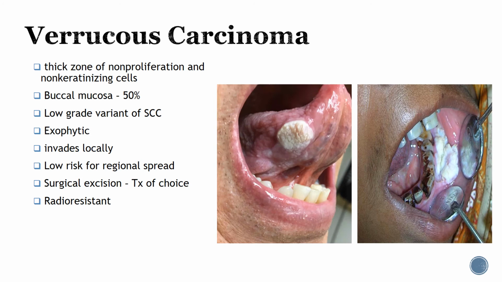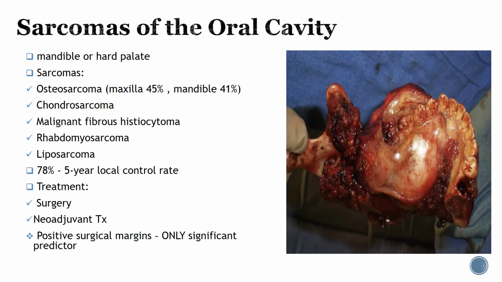Verrucous carcinoma has a thick zone of non-proliferating and non-keratinizing cells, which distinguishes this entity histologically. The typical presentation is on the buccal mucosa at 50%, and this is considered a low-grade variant of squamous cell carcinoma. It is exophytic in appearance and has the capacity to invade locally, yet carries a low risk of regional spread. This lesion has been considered to be radioresistant, and surgical excision has been the treatment of choice.